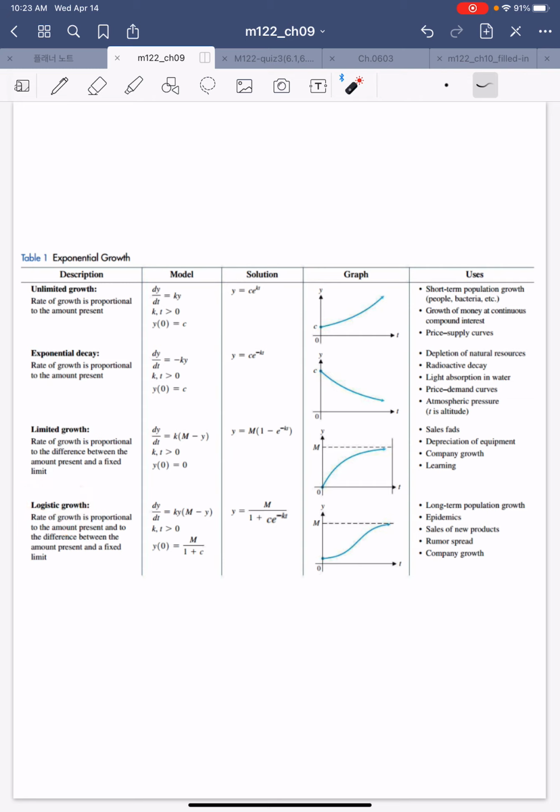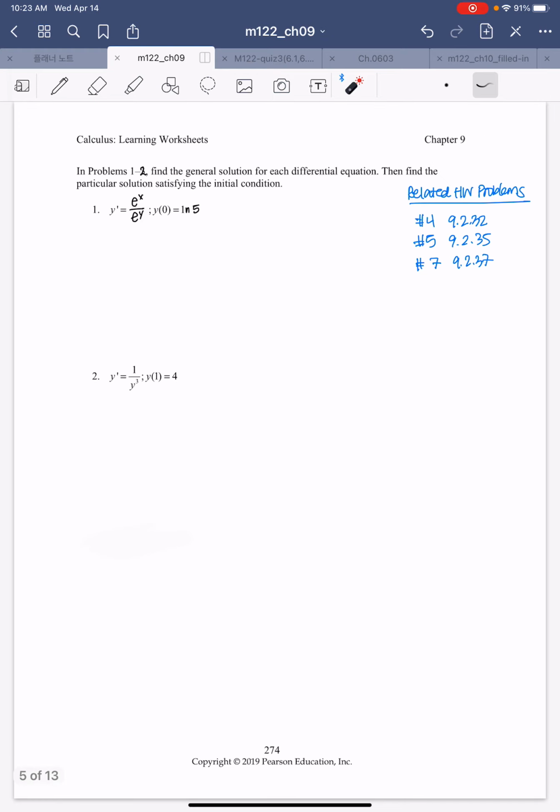We'll go through a total of 6 examples today and then end section 9.2. Let's begin with something very easy and straightforward. Problems 1 and 2: find the general solution for each differential equation, then find the particular solution satisfying the initial condition. So we are looking for two things, the general solution and then the particular solution satisfying the initial condition given. The general solution will be y equal to some function, and then you are going to have just a C attached.